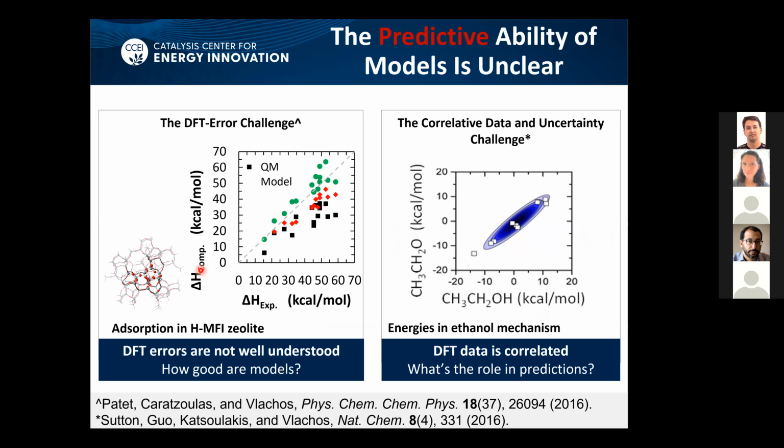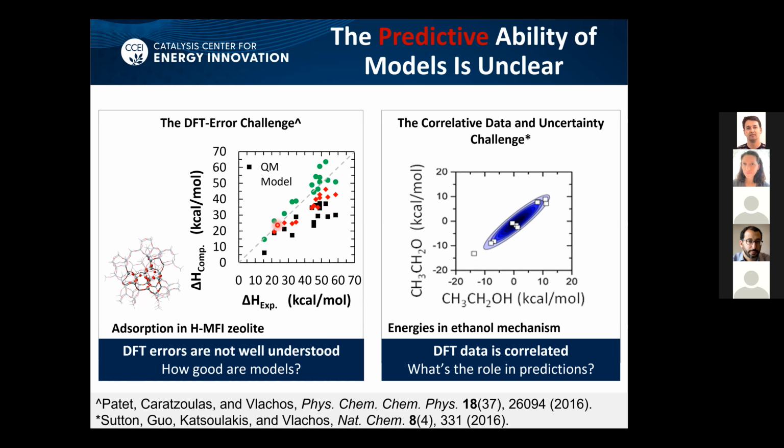Then if you look at the DFT, it has errors. In this example, we predicted the adsorption energies in a zeolite versus the experimental ones for a bunch of different molecules at different levels of constructing the site, the structure of the catalyst. You look at the black points, that's a systematic over-prediction, where we can have a value of 30 kcal and an experimental one of 60 kcal, a severe mis-prediction.